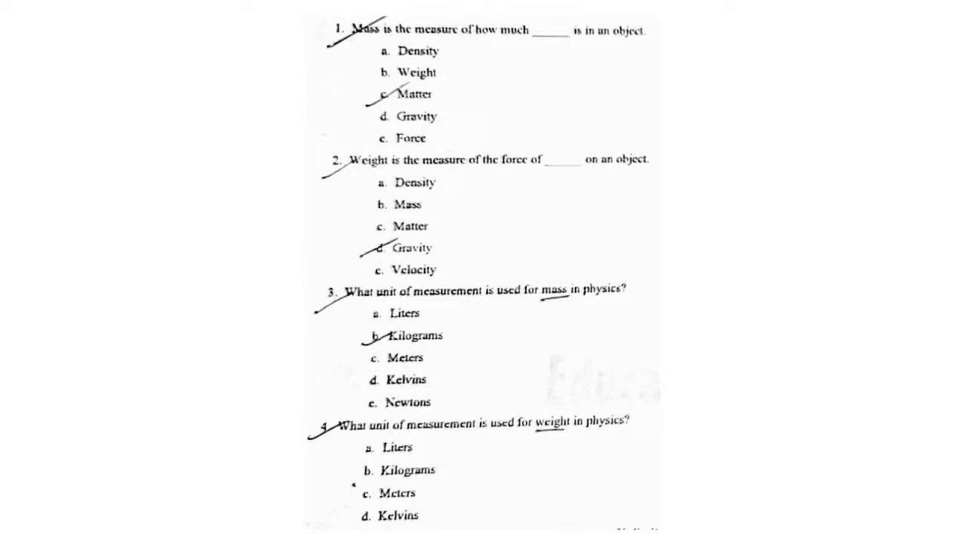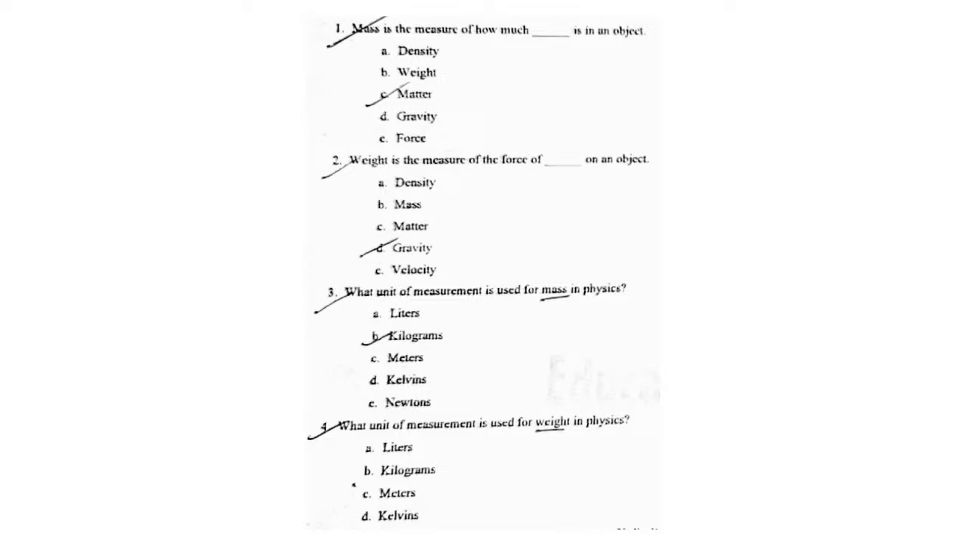Mass is the measure of how much blank is in an object. You can see the density, weight, gravity, force, all of them are irrelevant here. If you don't know the correct answer, you should be able to eliminate the wrong answers. Mass is the measure of how much density is in the body? No. Mass is the measure of how much weight is in the body? No. Okay, understand? Clear?